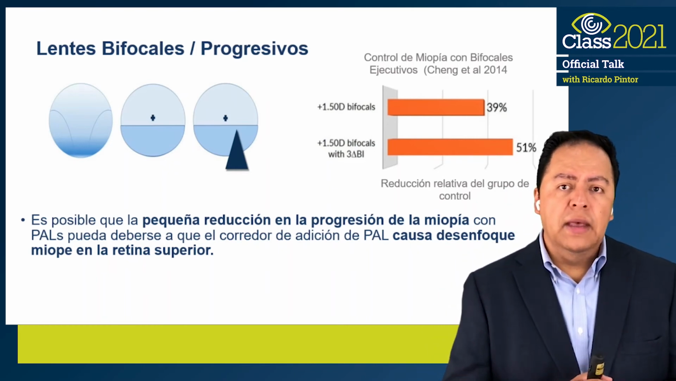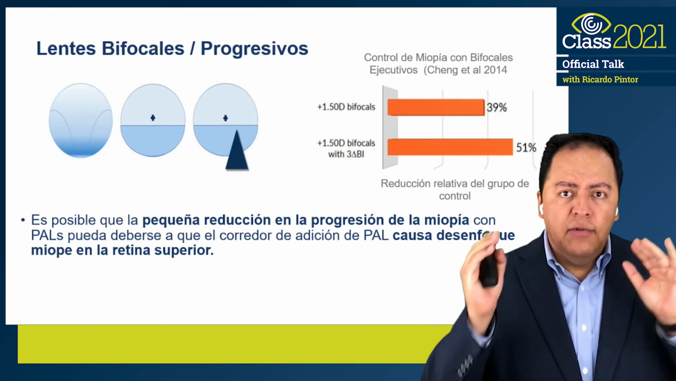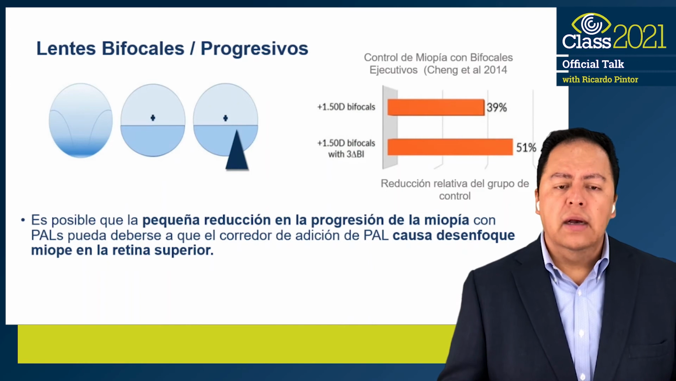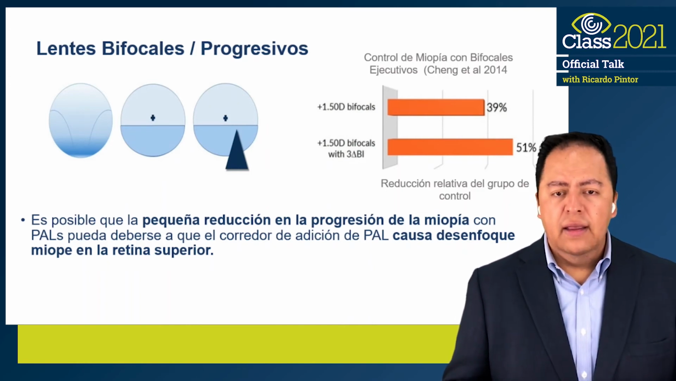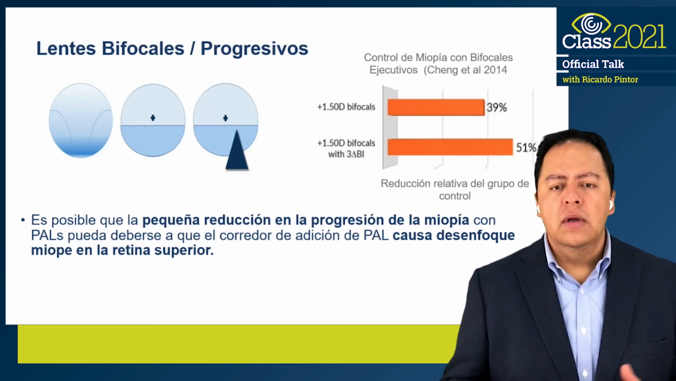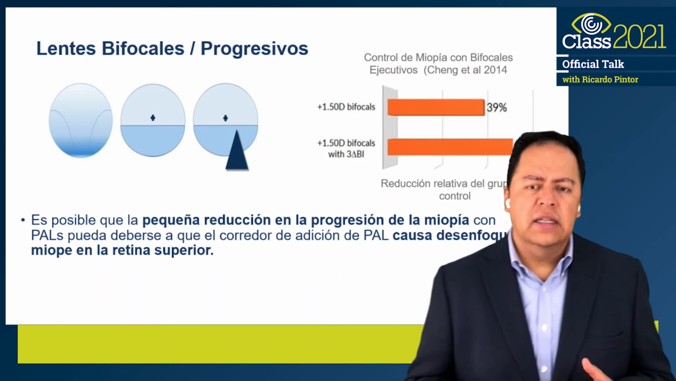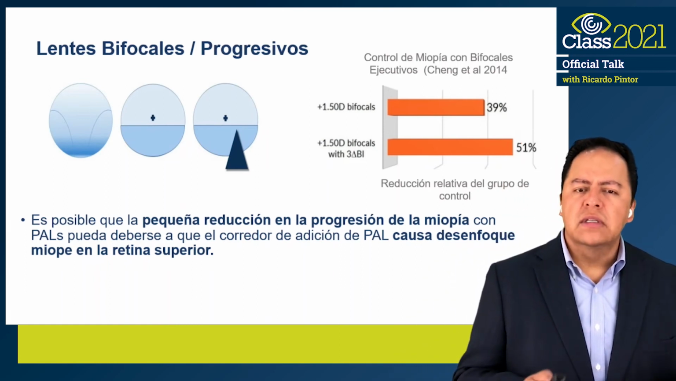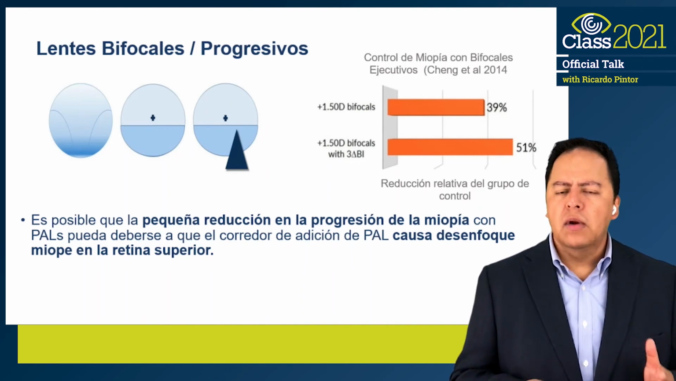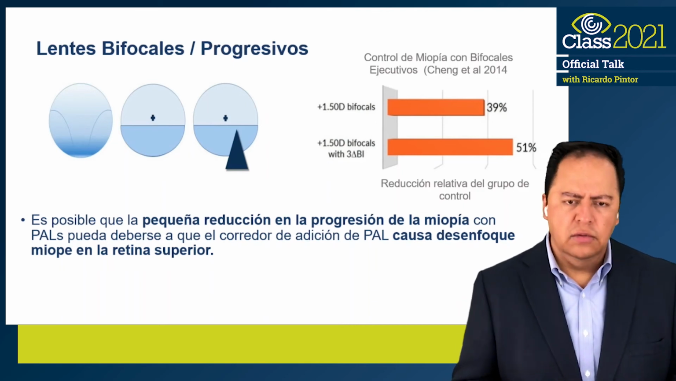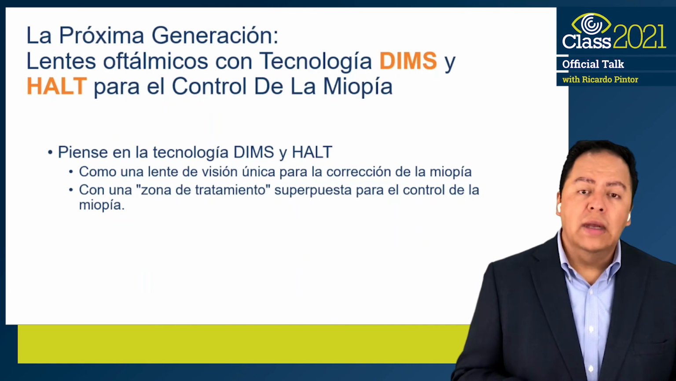It is possible that this small reduction in the progression of myopia is linked to the areas of blurring that the lens will generate when in use, and causes myopic blurring on the upper retina, but not on the entirety of the eye. And in reality, it is not clear where the areas are where we need to address these designs. Now, they are very good. It is a very good approach, but not the best alternative to talk about controlling myopia in children.